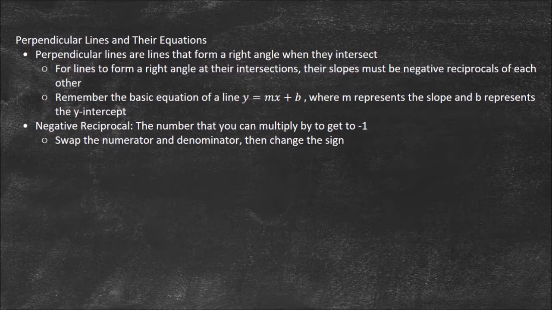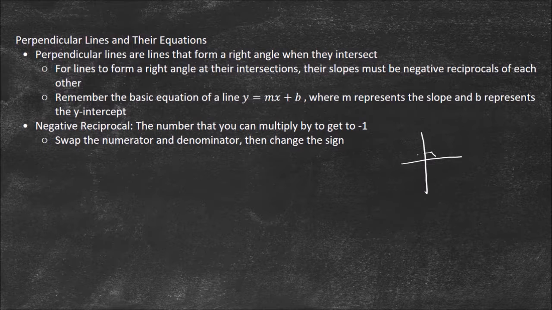Today we're going to talk about perpendicular lines and their equations. So first let's start off with just describing what perpendicular lines are. They're lines that will form a right angle when they intersect. An example, I'll just draw one here, is really the coordinate plane. These two lines, the x-axis and the y-axis, are perpendicular because they form right angles when they intersect. So that's what it means, and that's what we're trying to work for here.